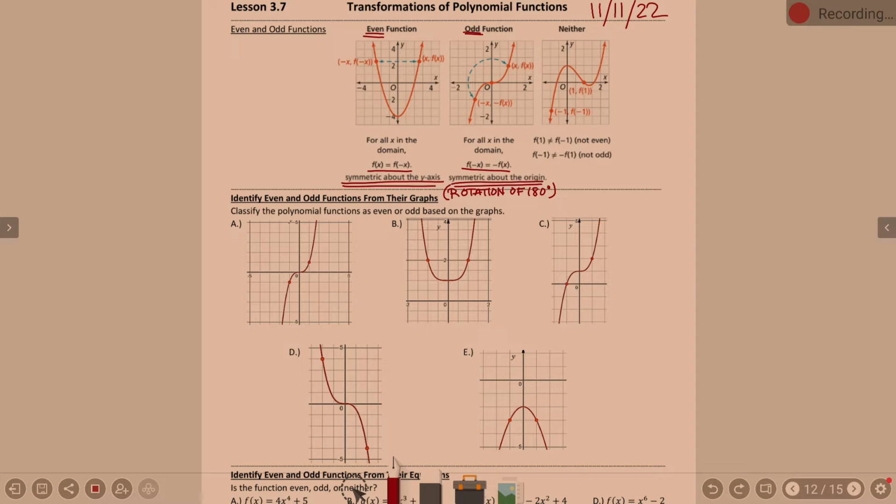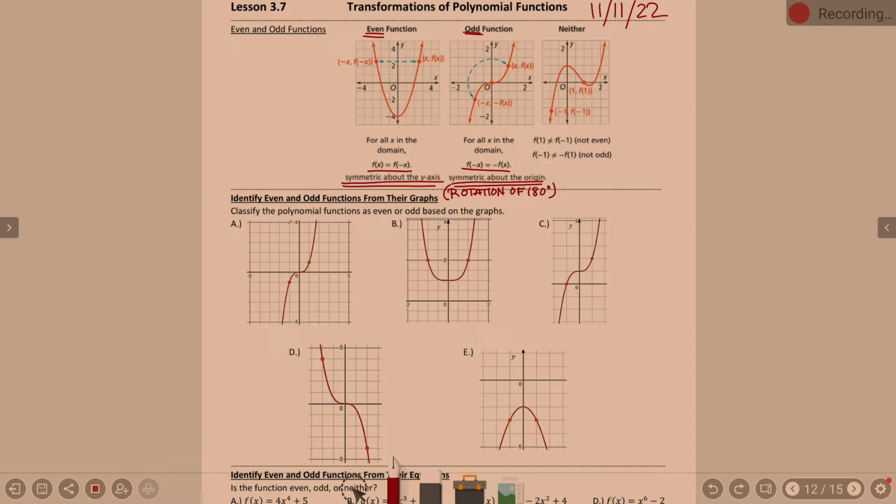Now, we're going to start off easy, looking at the graphs. So you need to look at each graph. If it's asking if it is even or odd, is it symmetric about the y-axis? Or is it symmetric about the origin? Or maybe neither. So A, what are your thoughts on that graph?